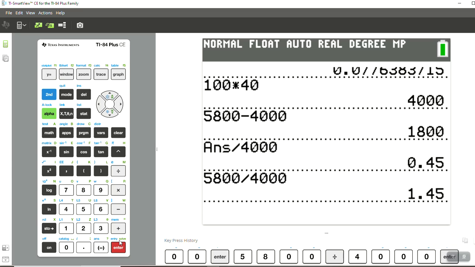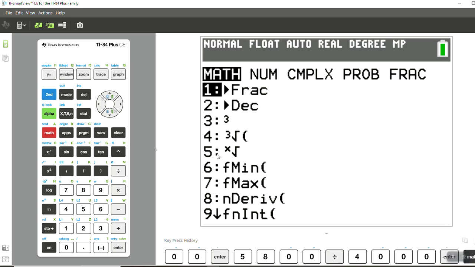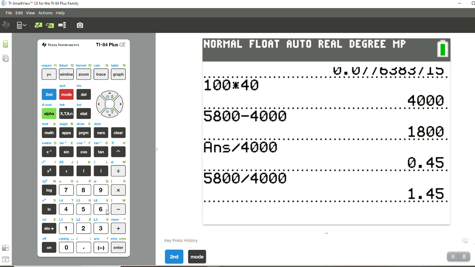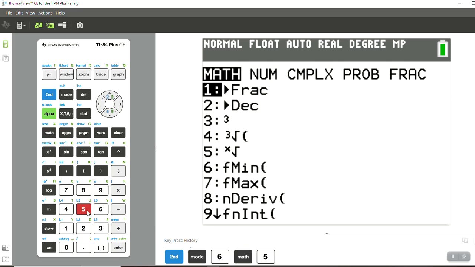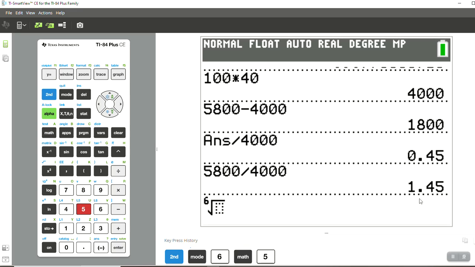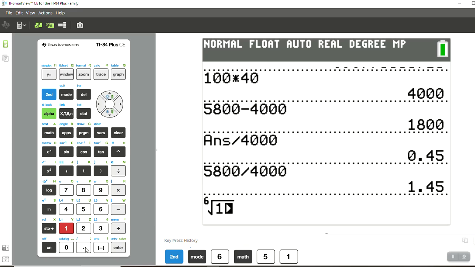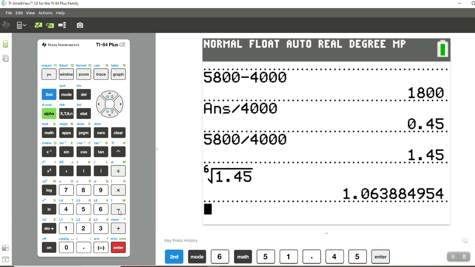You have to take the sixth root of that. There's a couple ways to take the sixth root of that. On my calculator, I can go to math and use option 5 to find the sixth root. I just have to put the index of 6 first. If I put a 6 here and push math and option 5, that will find the sixth root of that answer, 1.45. And then I have to subtract 1 from that. So I'll take that sixth root and then subtract 1. And that's one way to do the problem.